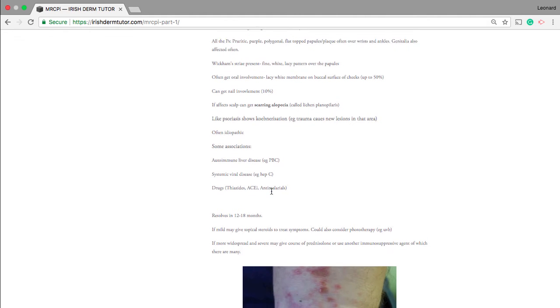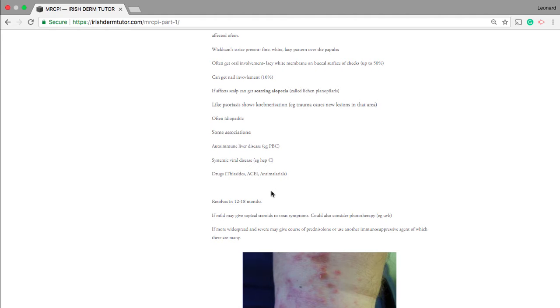Now, lichen planus tends to resolve in about 12 to 18 months. If it's quite mild but itchy, you may consider giving a topical steroid to treat symptoms. You could also consider phototherapy, such as UVB light. However, if it's more widespread and severe, you may need to give some immune suppression. So you could consider a course of oral prednisolone, or you could consider another agent, and there are many of these, and I will not go into that here.